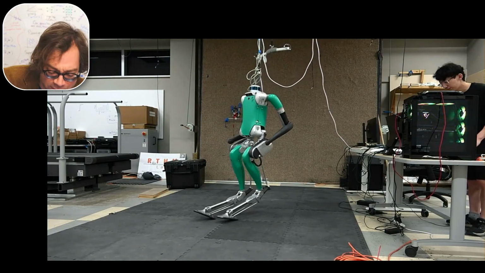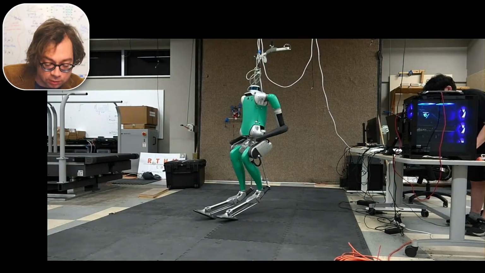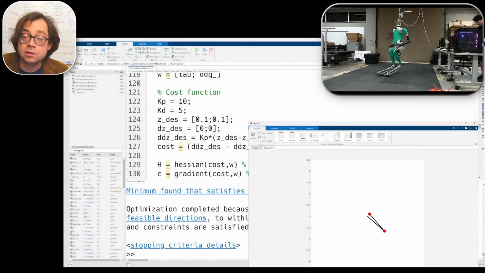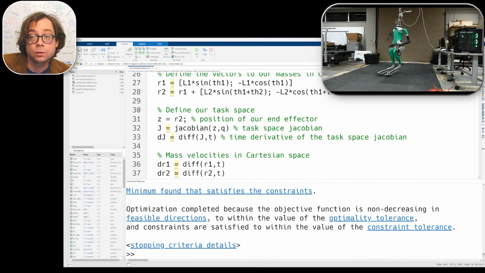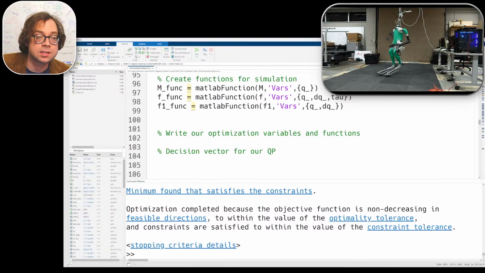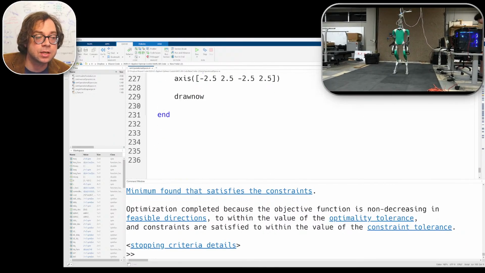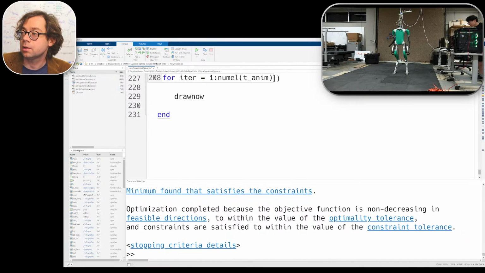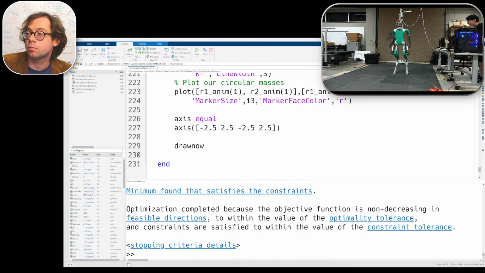Let's look back at this code, from start to finish, with some comments. How many lines of code is this entire controller and simulation? We don't need those extra lines. 231 lines with some white space.